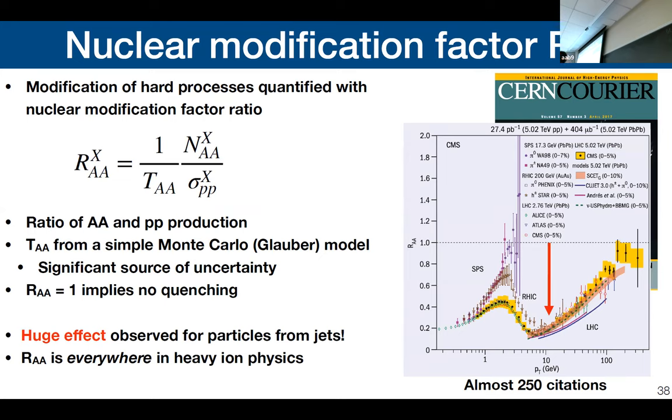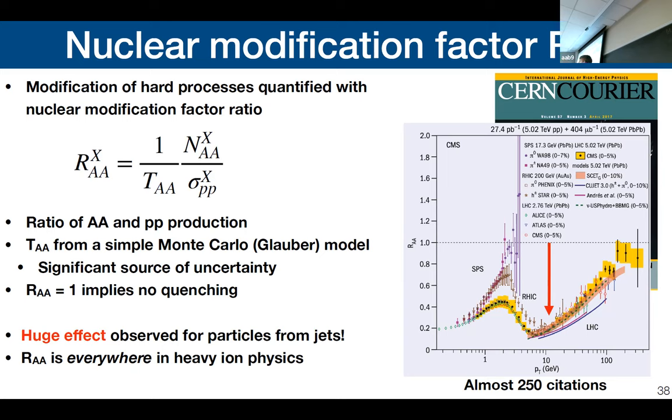We can calculate that TAA factor using a simple Monte Carlo model. It's based mostly on geometry, where you just throw bags of nucleons at each other and count how many hit each other. It's a very simple model, but it does have some parameters, and that leads to a significant source of uncertainty in this observable. But essentially, if this TAA value scales appropriately, the conventional wisdom is that RAA equals 1 implies that there's no quenching in the event, right?